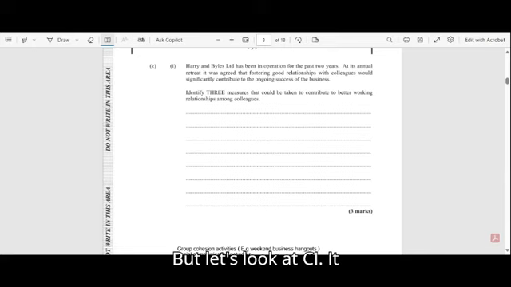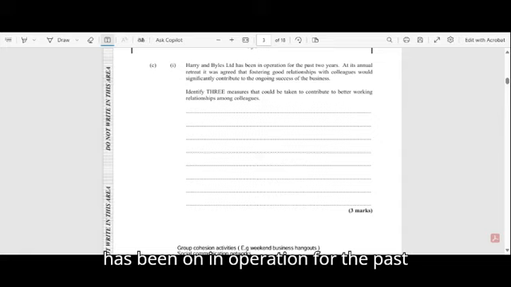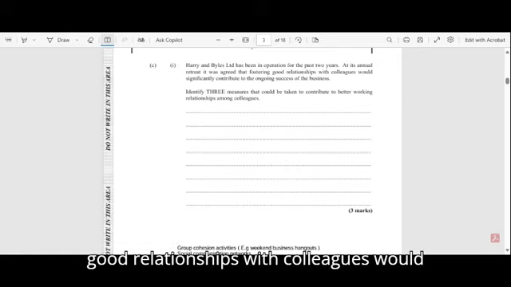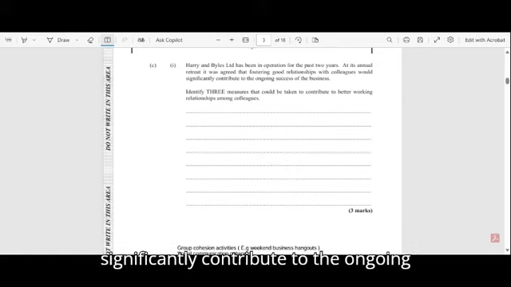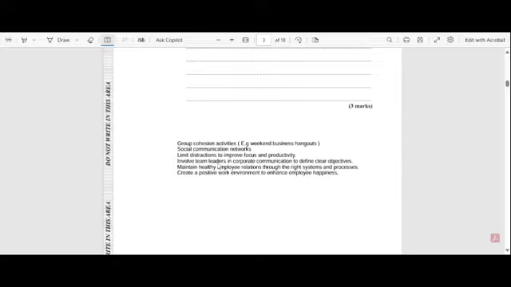But let's look at C1. It says Harry and Baylis Ltd has been in operation for the past 2 years. At its annual retreat, it was agreed that fostering good relationships with colleagues would significantly contribute to the ongoing success of the business. Identify 3 measures that could be taken to contribute to better working relationships among colleagues.